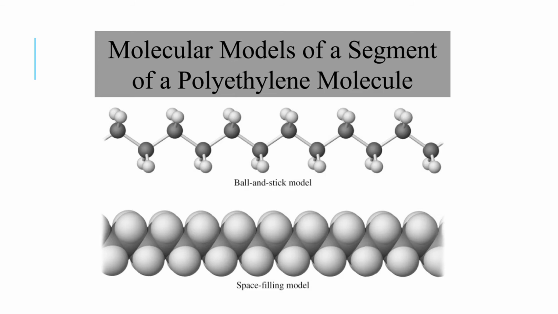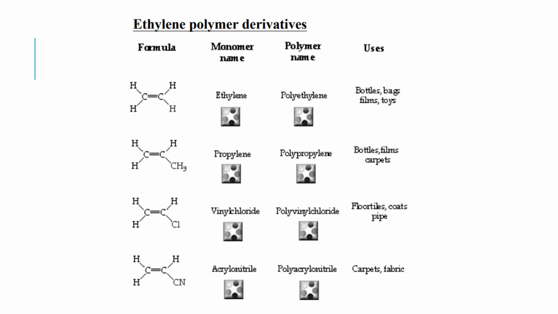I show you there a polyethylene polymer. That's just a ball and stick model and a space filling model. That's a good example of a polymer that's made through addition polymerization. There are lots and lots of examples of ethylene polymer derivatives, and these have huge commercial application. So think about some of the polymers that you see there. They're all derived from this addition polymerization process that I showed you a couple of slides ago.